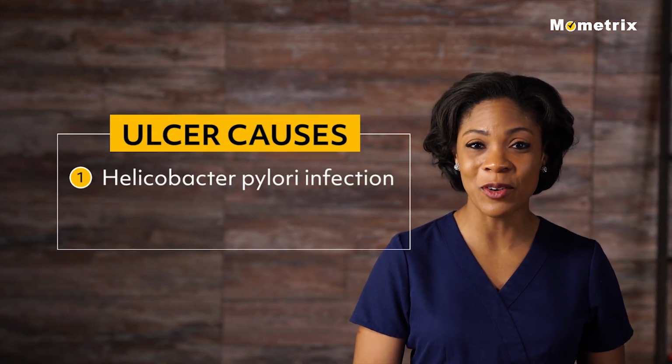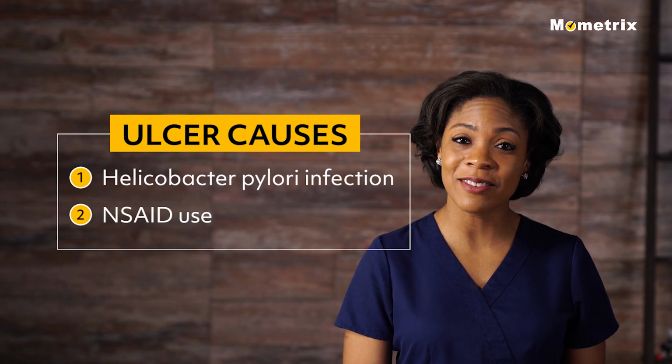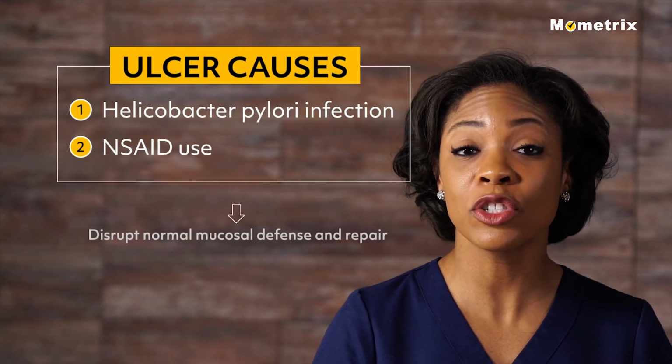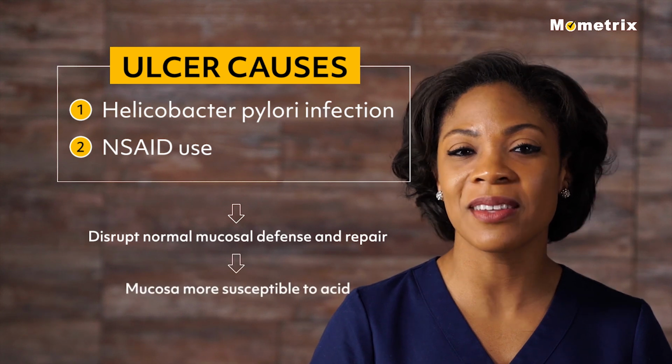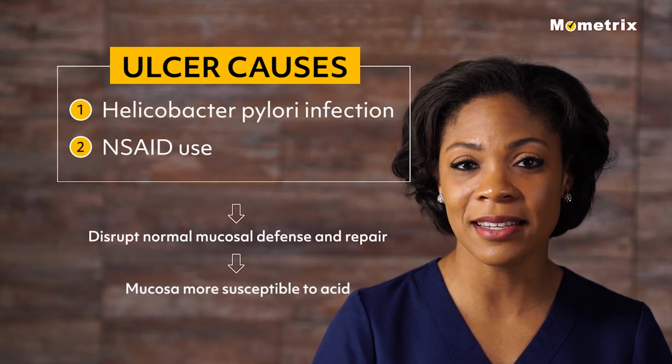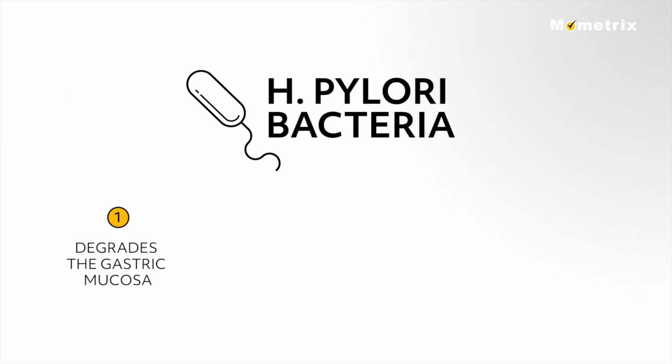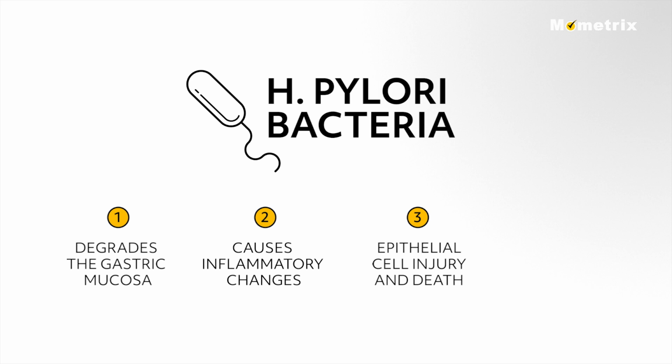Nearly all ulcers are caused by Helicobacter pylori infection or NSAID use. H. pylori and NSAIDs disrupt normal mucosal defense and repair, making the mucosa more susceptible to acid. H. pylori bacteria degrades the gastric mucosa, causes inflammatory changes in mucosa, epithelial cell injury and death, and penetrates gastric cells, weakening the mucous layer.